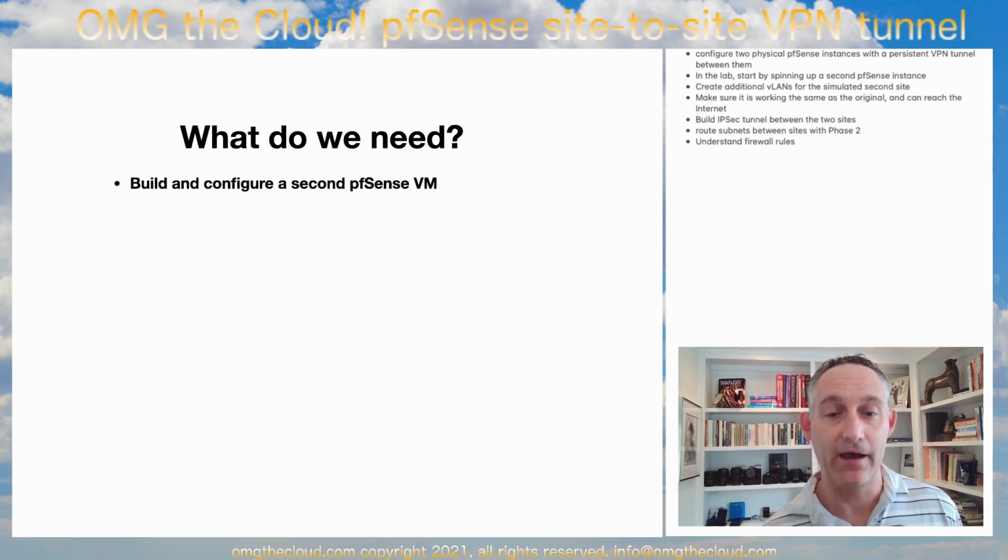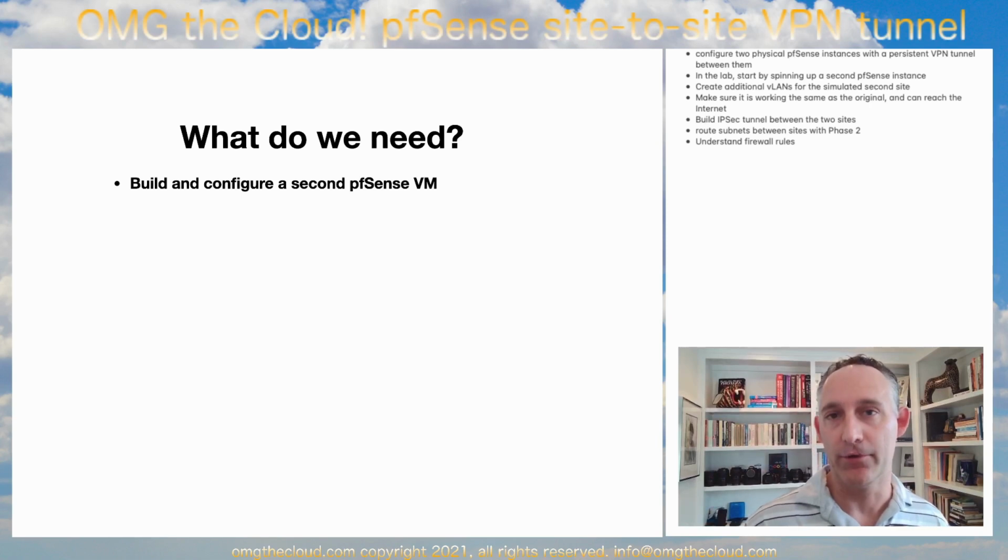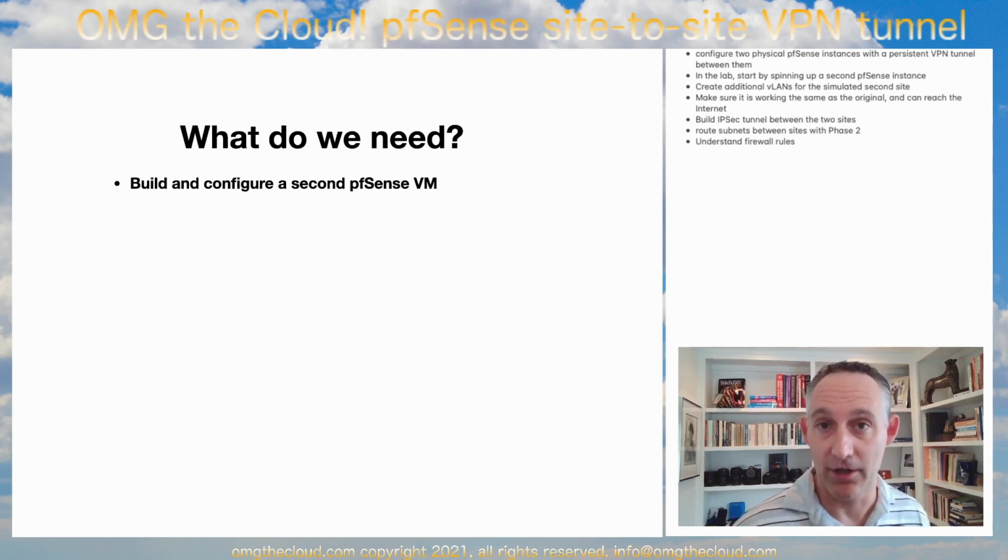First, we need to build out a second pfSense virtual machine, obviously. This is going to represent our second site, and I definitely recommend you check out the video. I've got a link above there, and also I'll throw it down in the description. Go ahead and check out my build video for pfSense, and all you're going to do is modify a few of the settings so that it can sit alongside your existing firewall and not conflict.